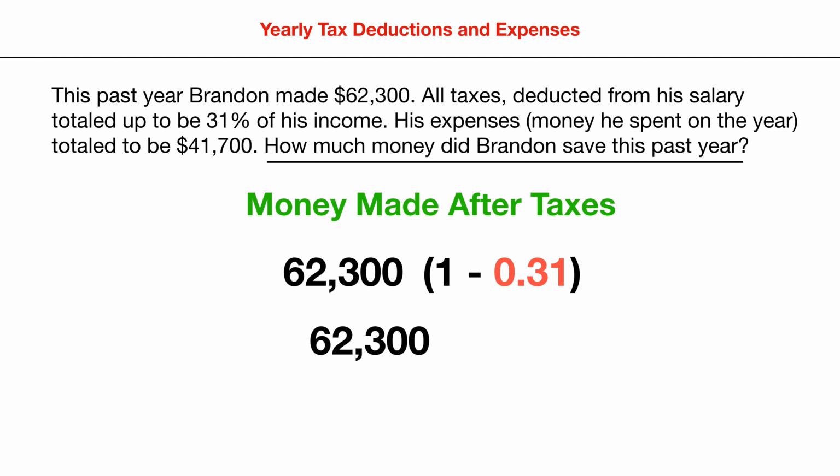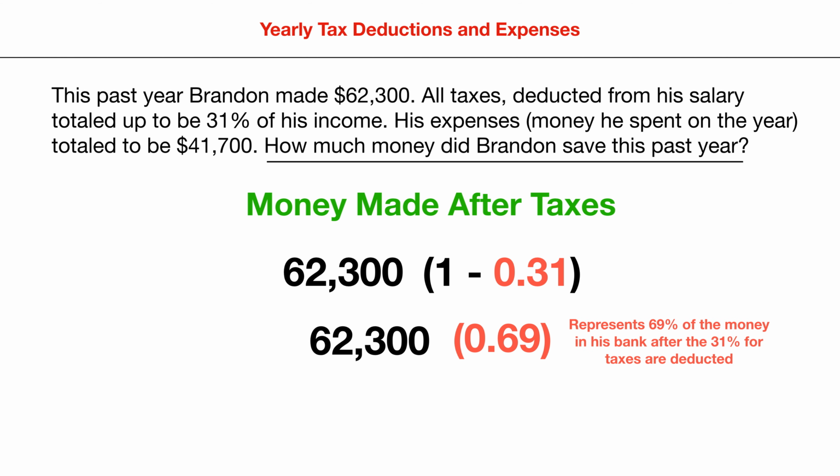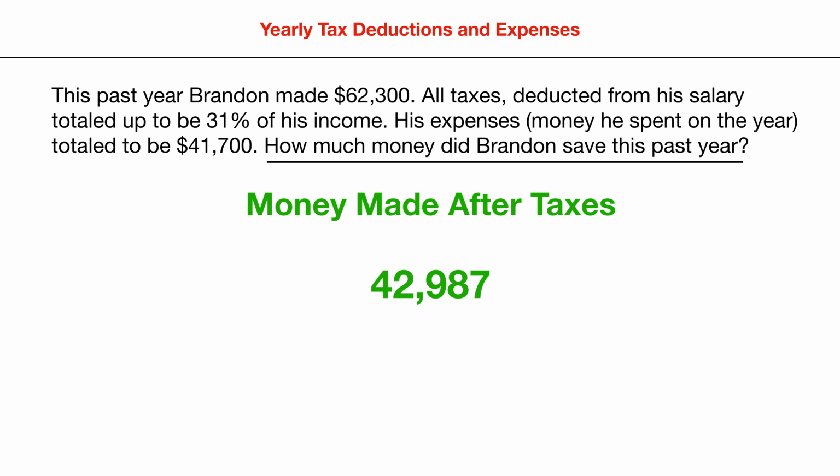So 62,300 times 1 minus 0.31, which is his taxes deducted, is going to be 0.69. And if that number is confusing, the 0.69 represents 69% of the money in his bank after the 31% has been deducted for taxes. Once you do that, 62,300 times 0.69 is going to give you $42,987 left over. That is how much money he made after taxes.